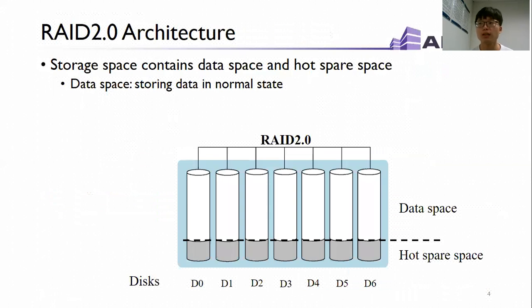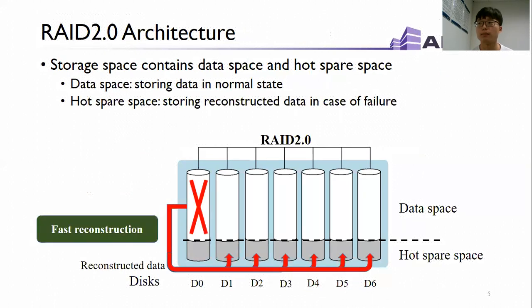To overcome the bottleneck of writing reconstructed data to a single backup disk, RAID 2.0 divides the storage space of each disk into data space and hot spare space, where data space is used to store data in normal state, and hot spare space in each disk stores the reconstructed data in case of failure. So all disks in RAID 2.0 participate in writing the reconstructed data, which speeds up the failure reconstruction process.